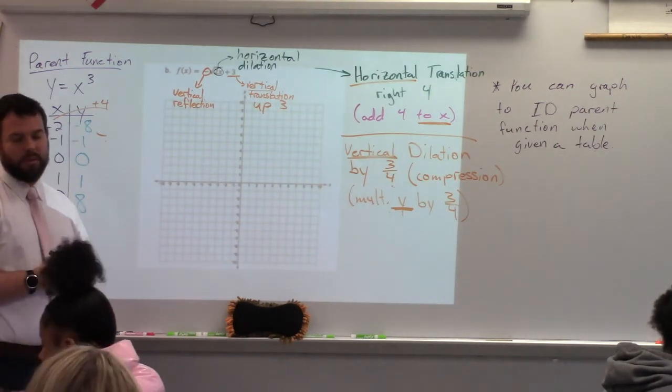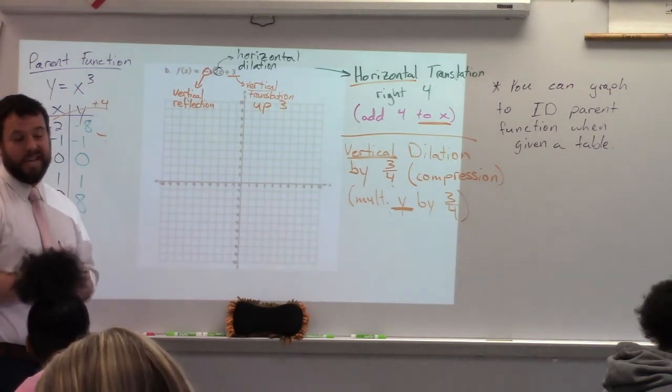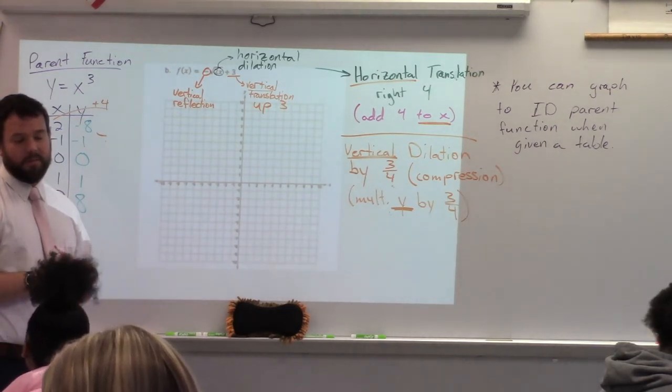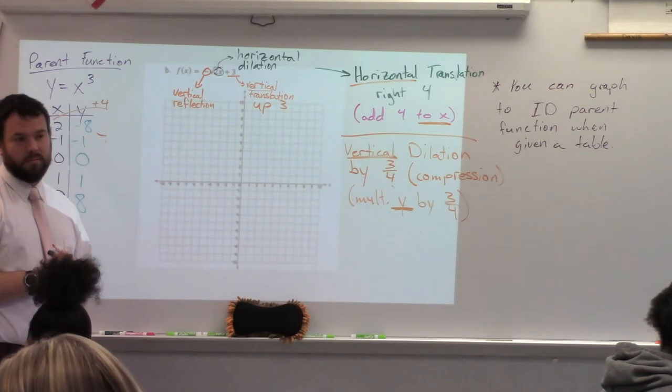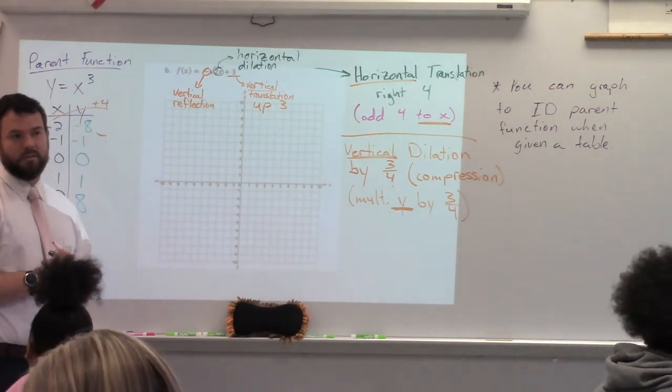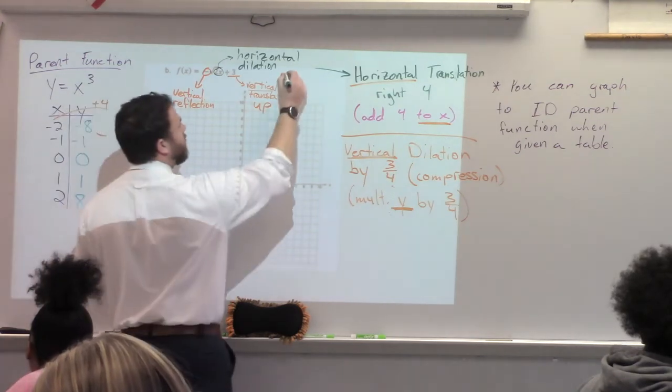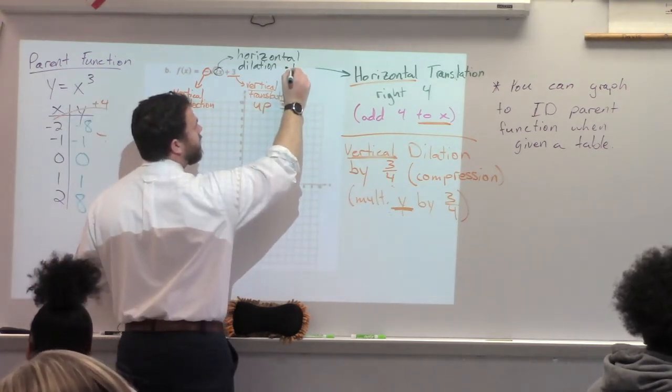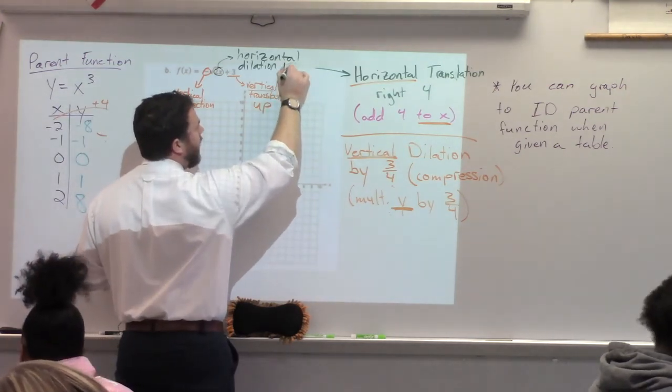But I do want to pause. I want to remind you, horizontal transformations act the inverse. We've got to remember, horizontal act the inverse. What's the multiplicative inverse of times 2? It is divided by 2, or times one half, right?